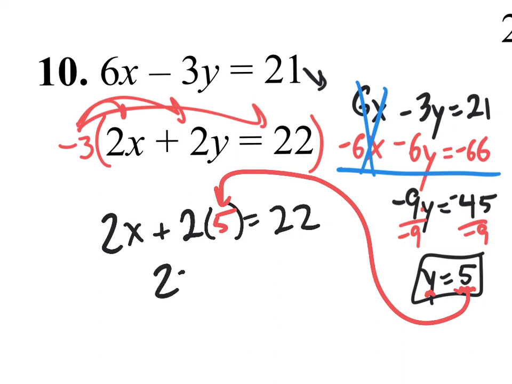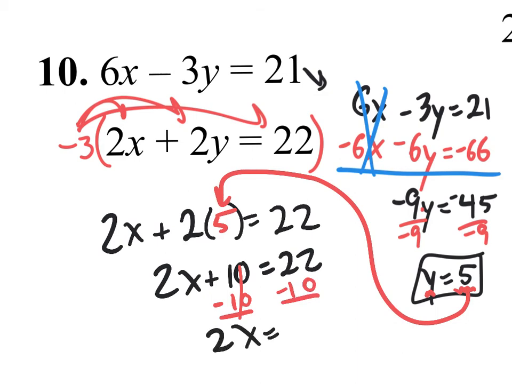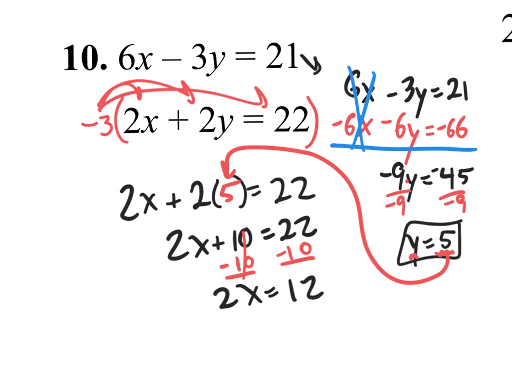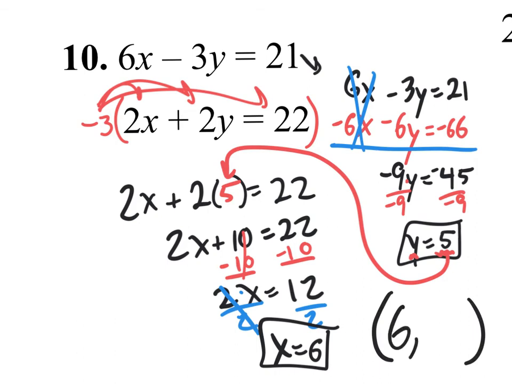So what I really have is 2x plus 10, because 2 times 5 is 10, equals 22. Let's solve this by subtracting 10, subtracting 10. That'll give us 2x equals 12, which means my final step would be to divide by 2. So divide by 2, cancel it out, x equals 6. So we have our x value of 6 and our y value of 5, and that's how we're going to have to type it in on our solutions on the test.